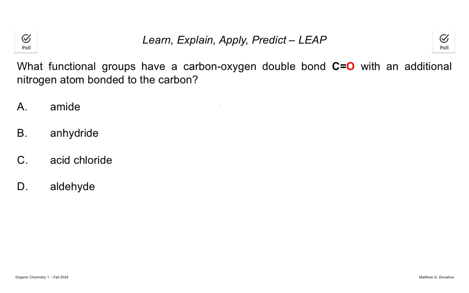Same sort of question. Carbonyl now bonded to nitrogen. Again, these were called amides, so A is the correct response. B we saw in the prior slide. C has a carbonyl bonded to a chlorine. And then D was just the carbonyl at the end of the chain with an H bonded to it.